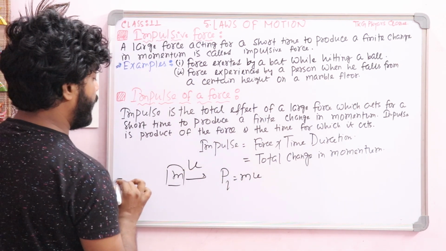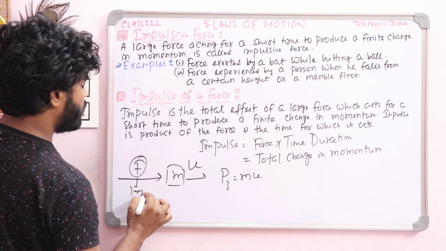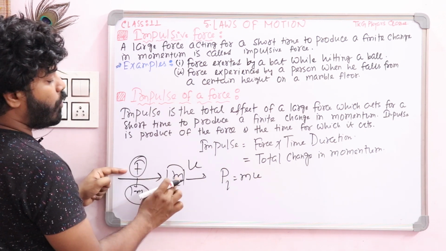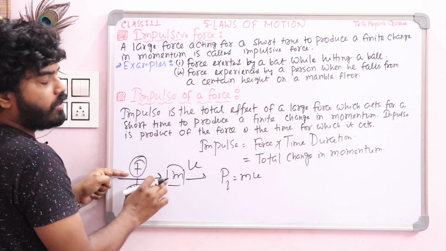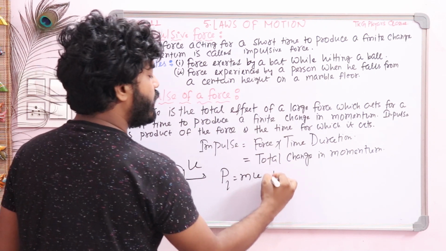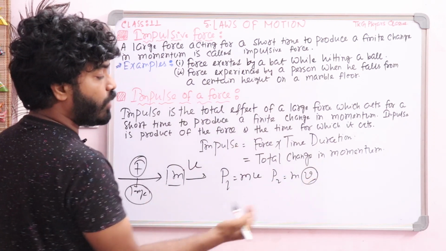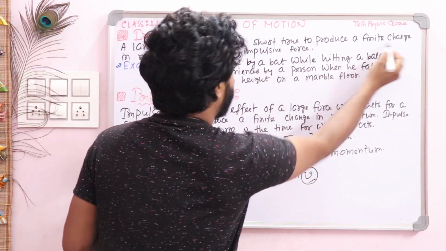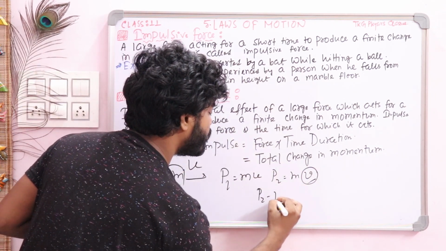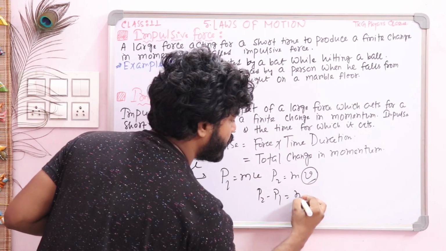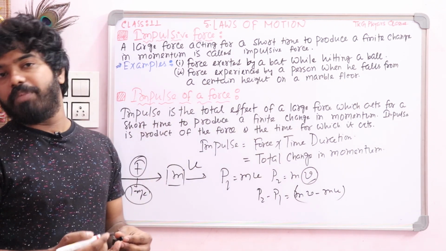Now you apply a large amount of force on that body. This force value is large. So obviously when you apply a large amount of force, this body's velocity will increase. Yes or no? You apply a force on a body, so its velocity increases. So its final linear momentum will be m into v, suppose its final velocity is v. So its velocity changes, producing a finite change in momentum. When velocity changes, its momentum also changes. Change in momentum is p2 minus p1, that is mv minus mu. So this is the definition of impulsive force.